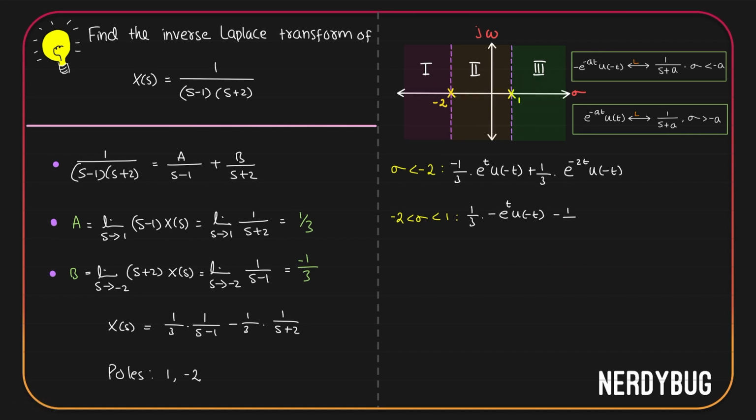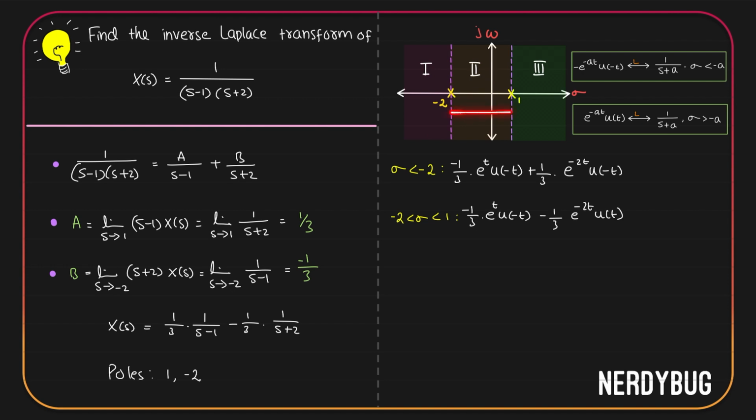For the second one, we have minus 1 by 3. It has to be right-sided. So 1 by s plus 2 here will be compared with 1 by s plus a here. A is equal to 2. So we can substitute a equal to 2 over here to get its inverse Laplace transform. It will be e raised to minus 2t u of t.